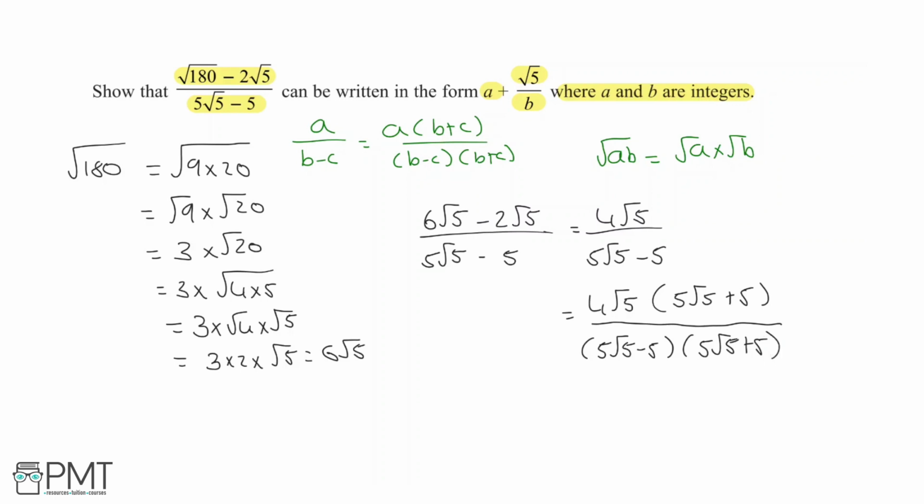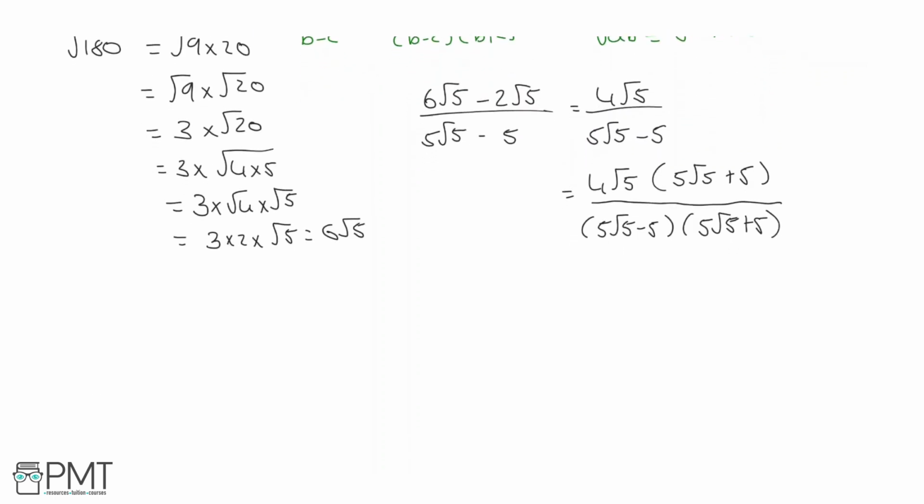Next step is to expand our brackets, okay? For the numerator, 4 root 5 times 5 root 5 and 4 root 5 times 5. So we will have 4 times 5 is 20 times root 5, 20 times 5 is 100, so this is going to be 100. 4 root 5 times 5 is 20 root 5, so plus 20 root 5, all over.